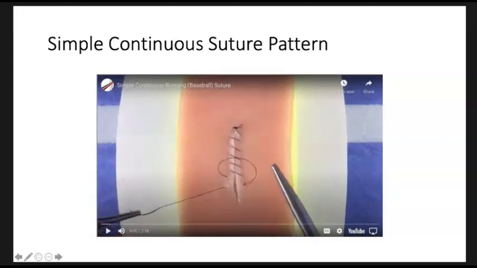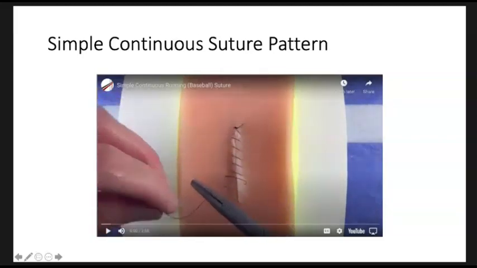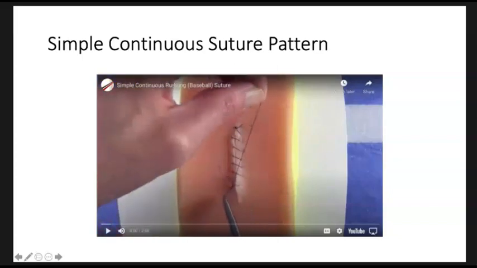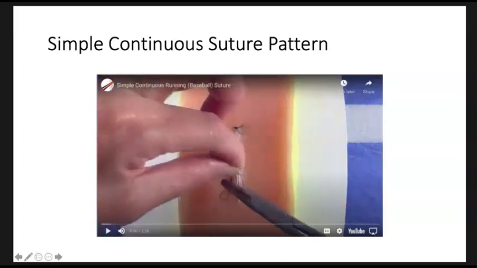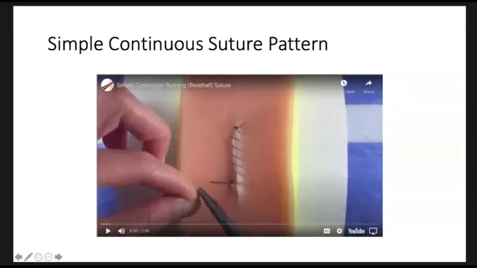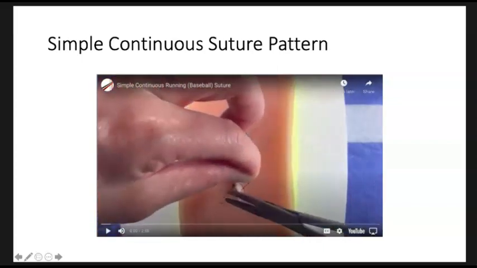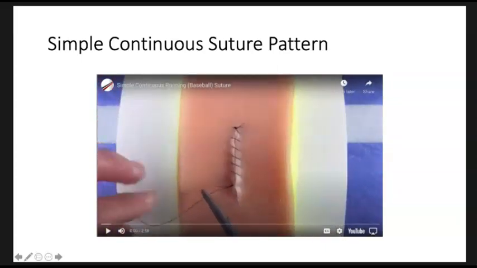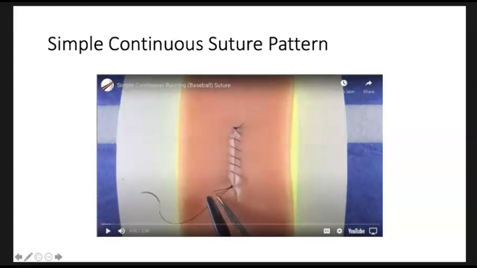When you arrive at the opposite end of the wound, tie the suture strands together using either a hand or instrument tie. Then, cut your suture.